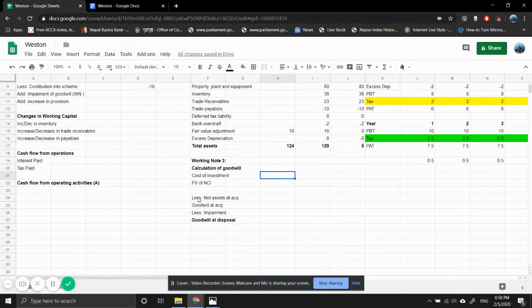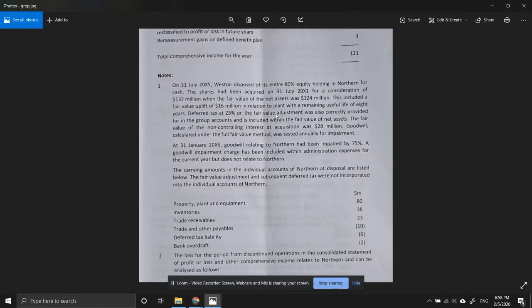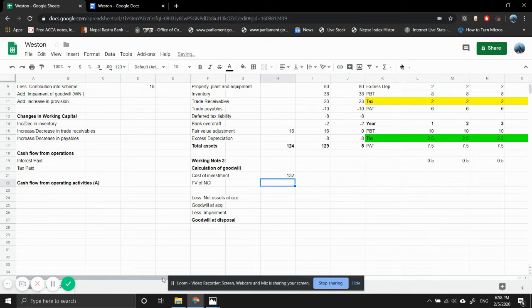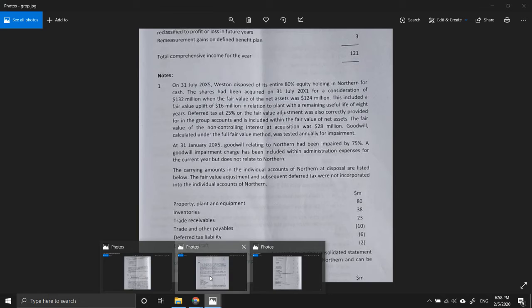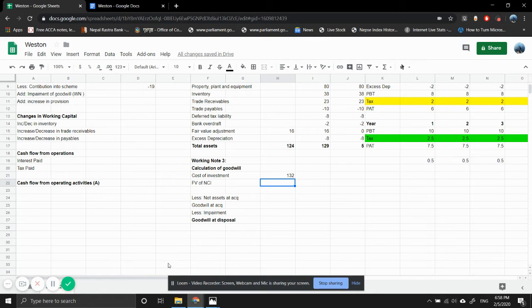So what's our investment? As per the question, it is 132 million. 132, right? Okay, what's the fair value of NCI? 28. Both added up, minus this figure. So this should give us this plus this, 36.